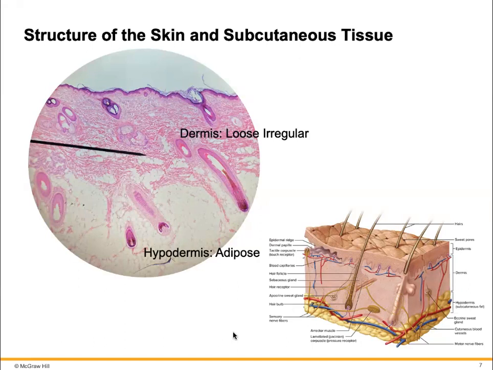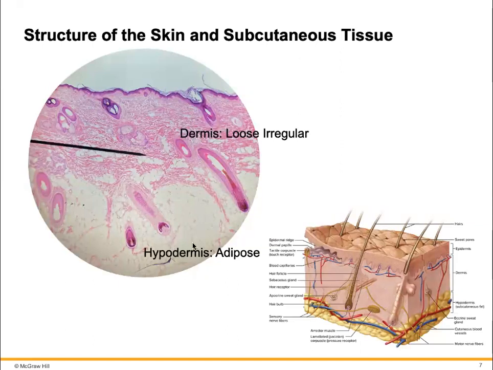It functions with thermoregulation, so insulation, and most infants and women will have a higher body percentage of fat, and it is based on the adipose in the dermal, or in the hypodermal region.